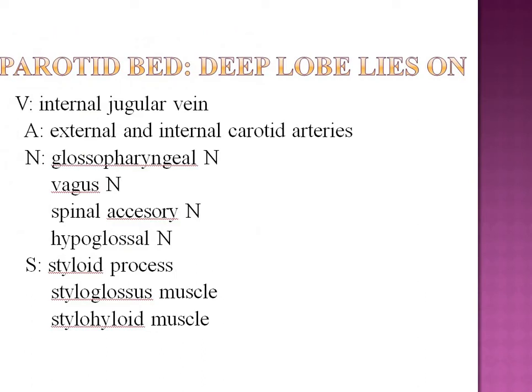Now the parotid bed: the deep lobe lies on the internal jugular vein, the external and internal carotid arteries, the glossopharyngeal nerve, vagus, spinal accessory and the hypoglossal nerve, that is the 9th, 10th, 11th and 12th nerves, the styloid process, the styloglossus, and the stylohyoid muscle.